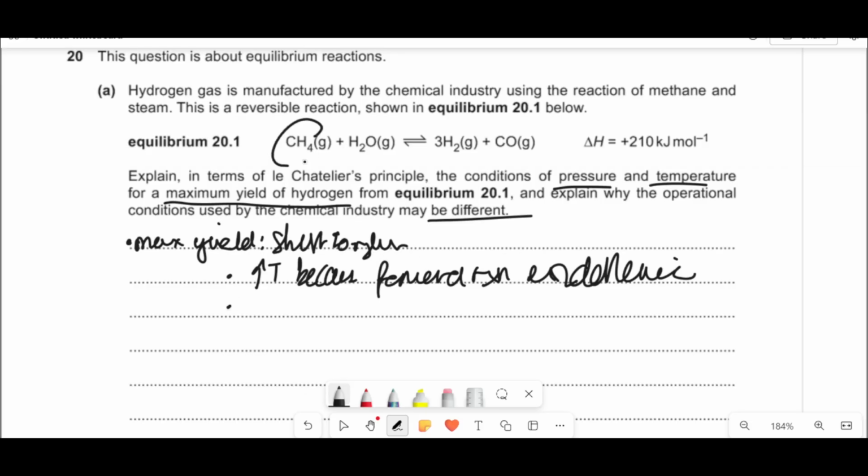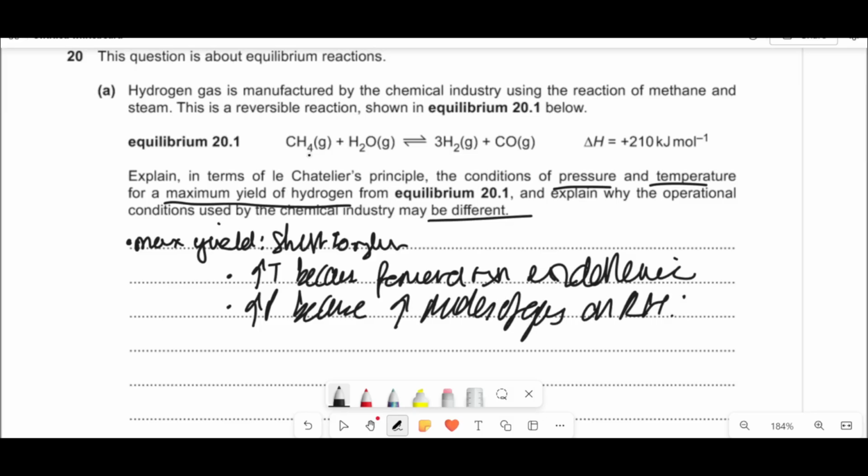And then for the pressure, well, we have 2 moles here, and then we've got 1, 2, 3, 4 moles here. So you would increase the pressure because there are more moles of gas on the right-hand side. Be careful to double-check that gas is there on the right-hand side, right? So that's the first bit done. So you would say the equilibrium is just to counteract the change by decreasing the temperature or decreasing the pressure, and then that would shift it to the right.